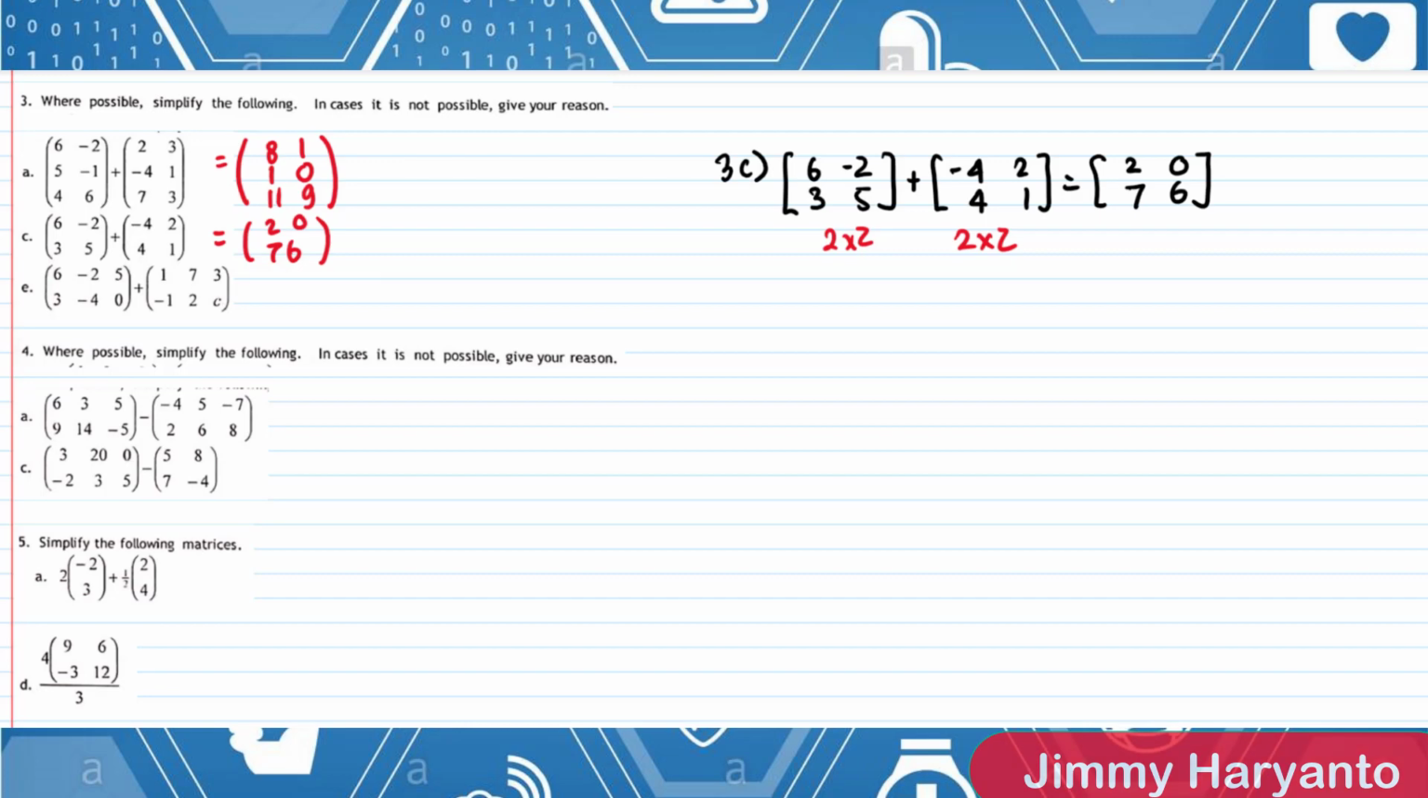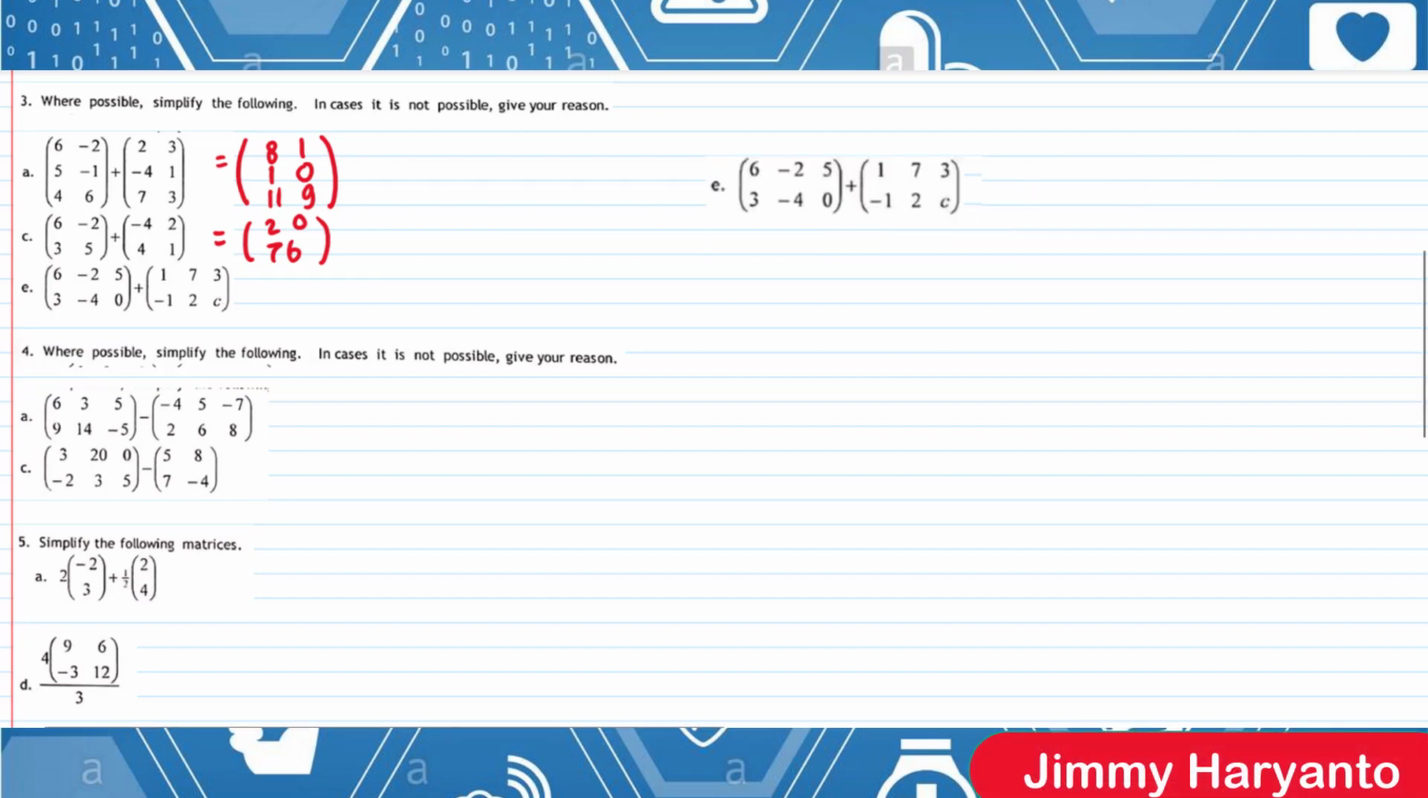And for number 3E, we have the same dimension also. This is 2 times 3, and this one is also 2 times 3, so we can add them together. The result will be 6 plus 1 is 7, negative 2 plus 7 is 5, 5 plus 3 equals 8, 3 plus negative 1 equals 2, negative 4 plus 2 is negative 2, 0 plus C equals C. So this is the answer for number 3E.